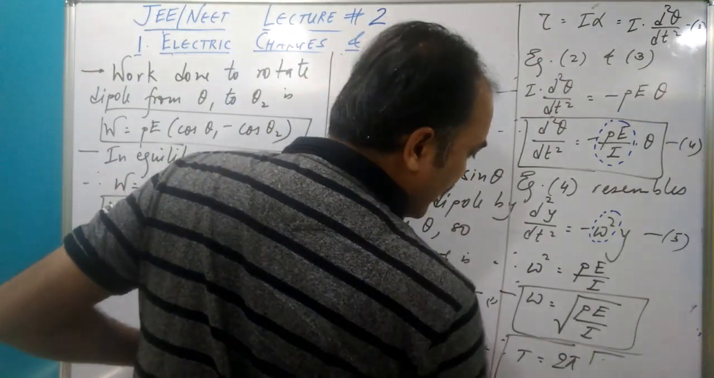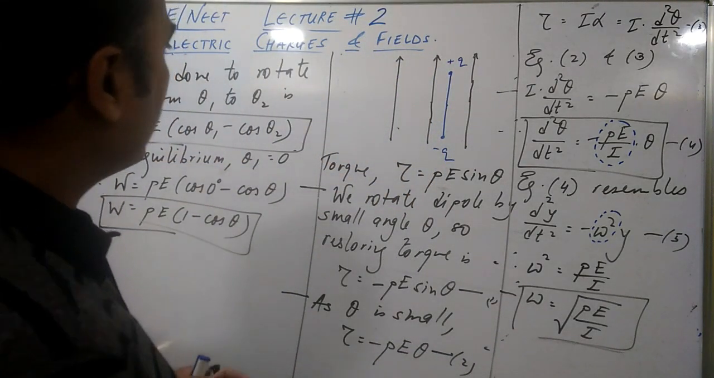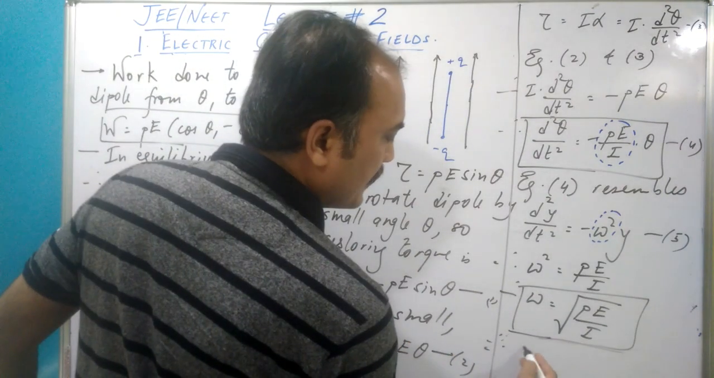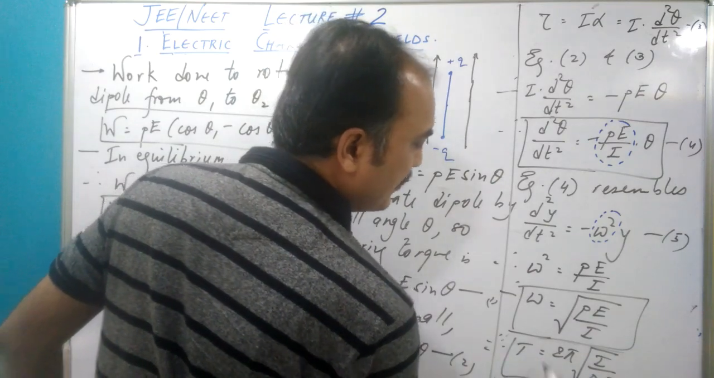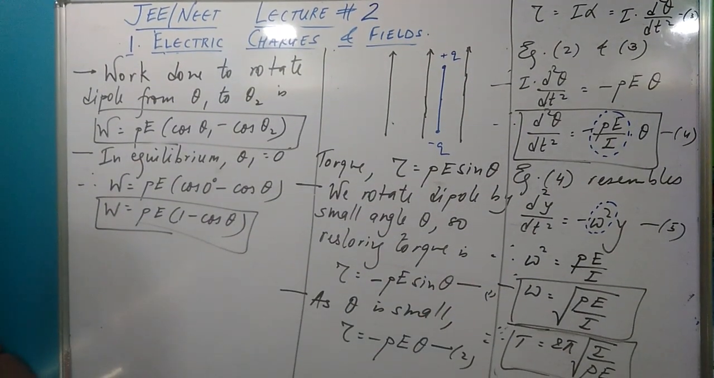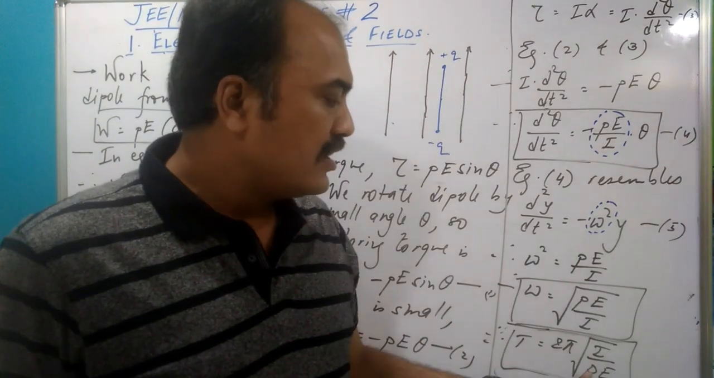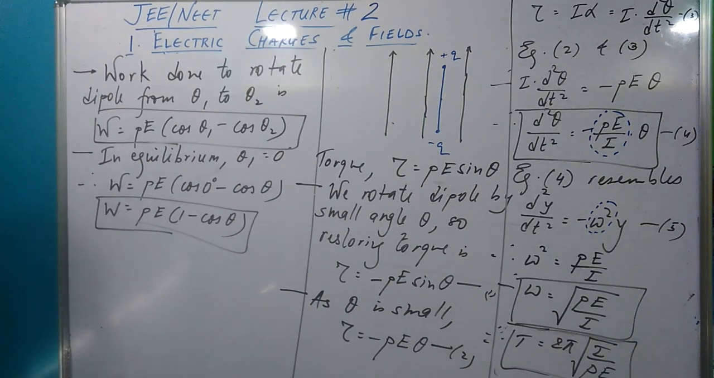These are very important ideas. We will write T is equal to 2 pi root of I by PE. I hope it is visible. We are good here. So this is going to be a very important idea, where I is the moment of inertia, P is the dipole moment, and E is the electric field. So this was all about the idea for an electric dipole, its behavior in a uniform electric field, in a non-uniform electric field, and the type of simple harmonic motion that this dipole would perform.